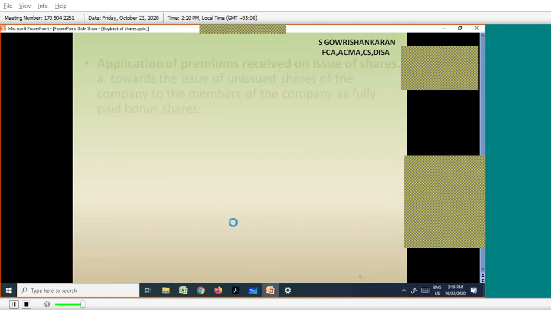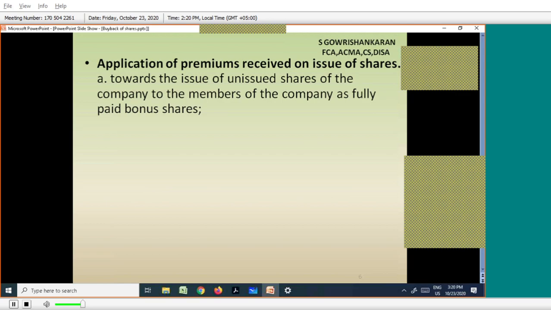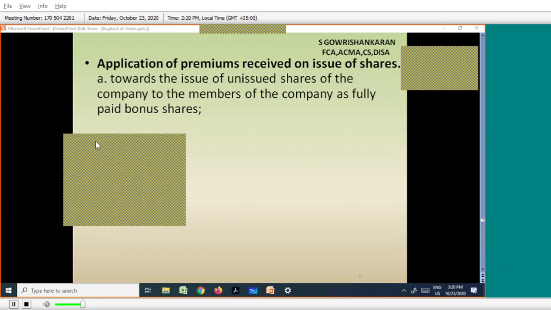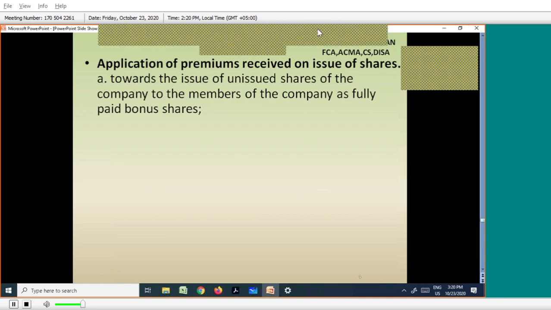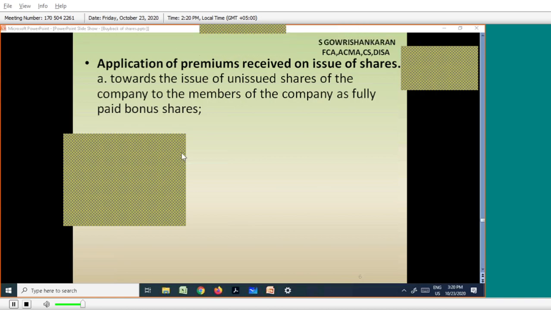Now the next topic is securities premium account. This I will explain later. Till this point, if you have any doubt, please ask me so that we can continue further. Shall we proceed further? Whatever provisions I said, you should remember for solving the problem also. This premium also I will explain. So, no doubts?